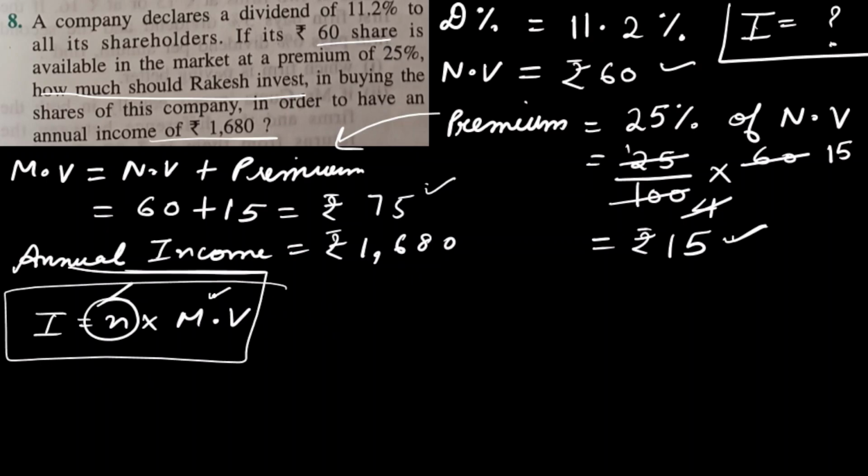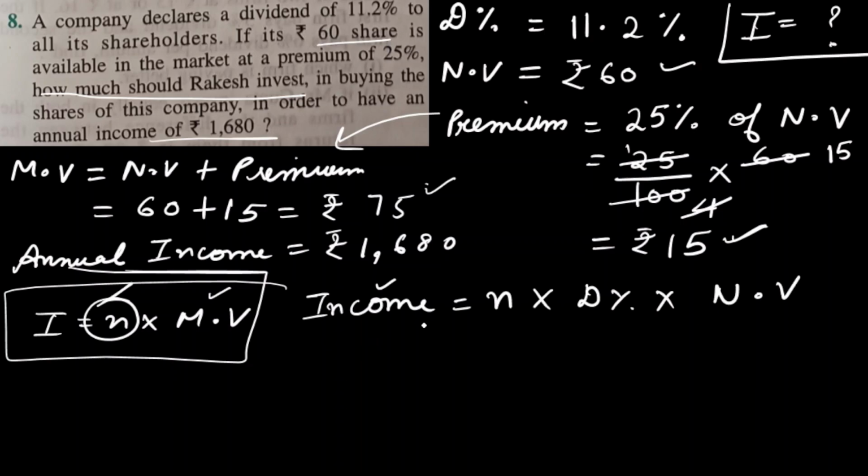Now annual income is given to us. So if I write the second formula, income or annual income or total dividend, this is equal to number of shares into dividend percent into nominal value. In this formula, income we know, dividend percent we know, and nominal value we know. Only one unknown is there, that is the number of shares. So we'll use this formula to find the number of shares, then substitute it to find the investment with the market value.